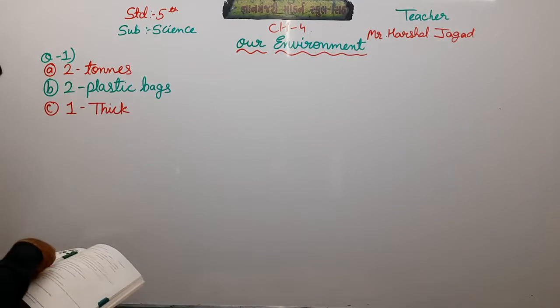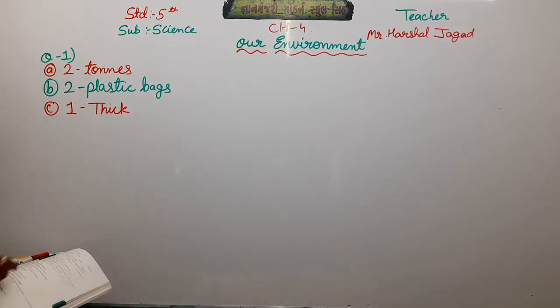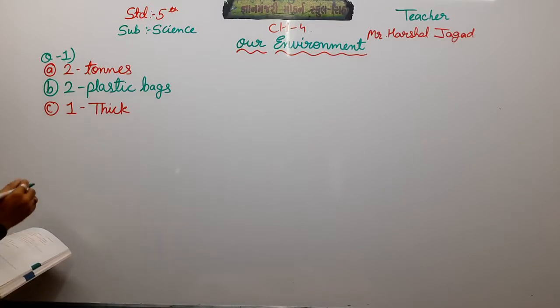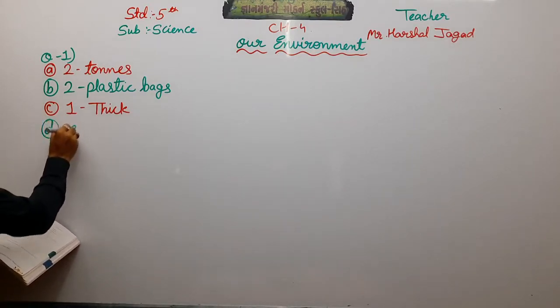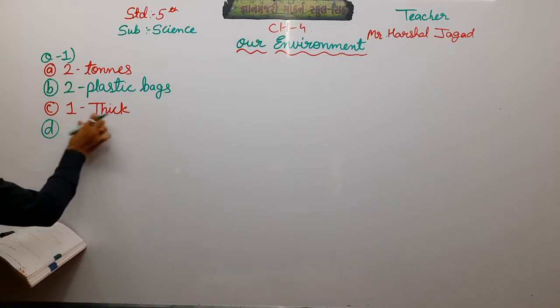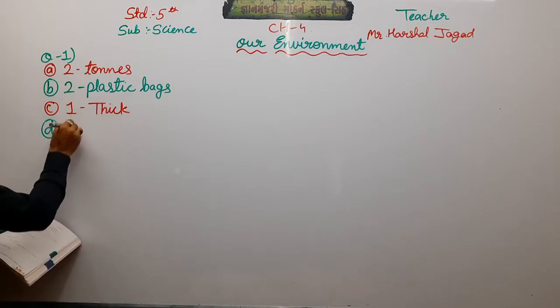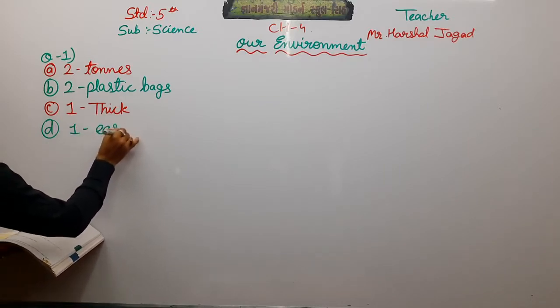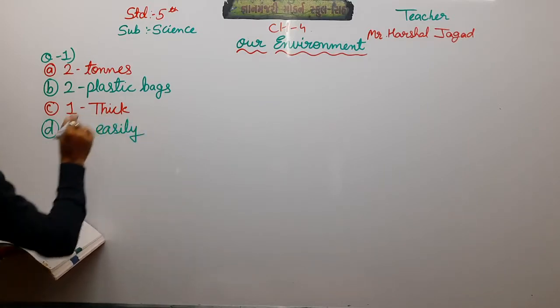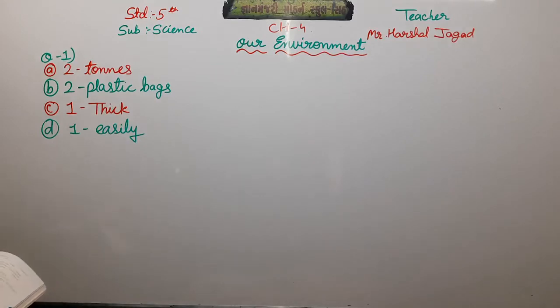Then D: resources for biogas plants are dash available. So in D, they are easily available. That is the first one, easily available.